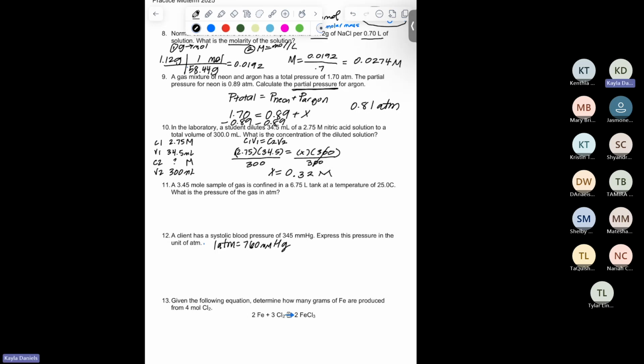All right, number 11. So a 3.5 mole sample of gas is confined in a 6.75 liter tank at a temperature of 25 degrees Celsius. What is the pressure? Okay, I see a lot going on here.